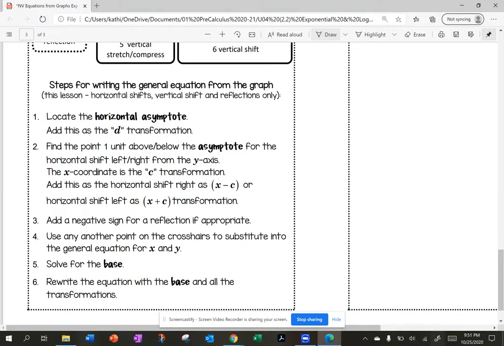So the x-coordinate of this point is going to be my C transformation. If I shift to the right, it's x minus c, and if I shift to the left, it's x plus c. I need to make sure I add a negative sign for a reflection if that's appropriate. And I'm going to use another point on the crosshairs to substitute into my equation and solve for x and y. I'm doing this similar to what we did with polynomials when I was solving for the leading coefficient. Next, I'm going to solve for the base, and then I'm going to rewrite the equation with the base and all the transformations.